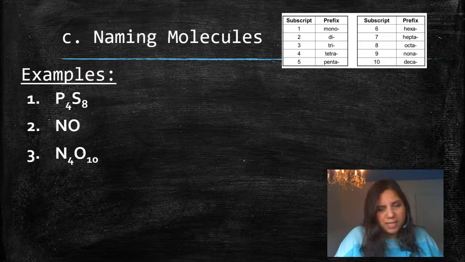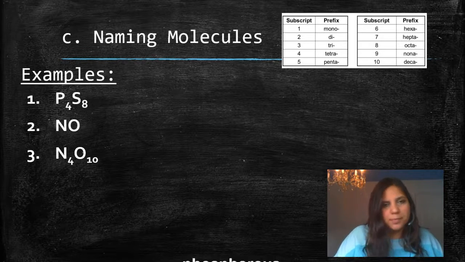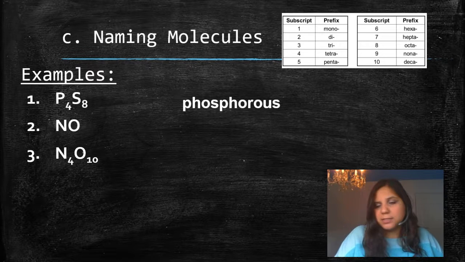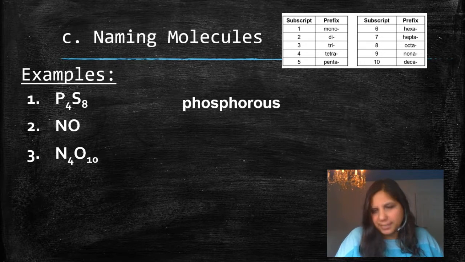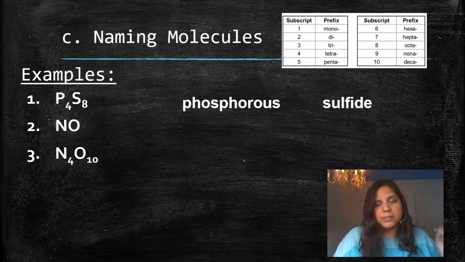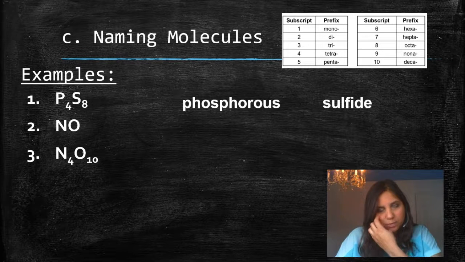You might want to wait till the end to write this stuff down. So phosphorus and sulfur, the 2 elements I'm looking at. For sulfur, I'm going to change that name ending. Remember in the rules it said to change those to IDE for the second element. So this is phosphorus and sulfide, phosphorus and sulfide.